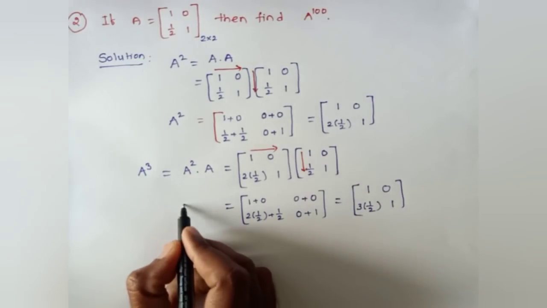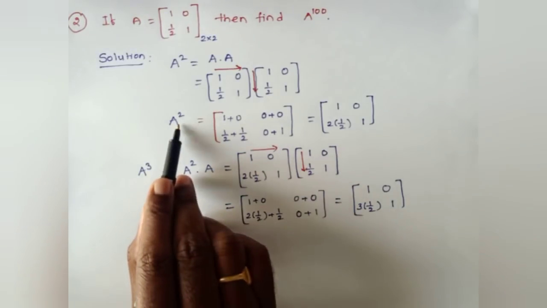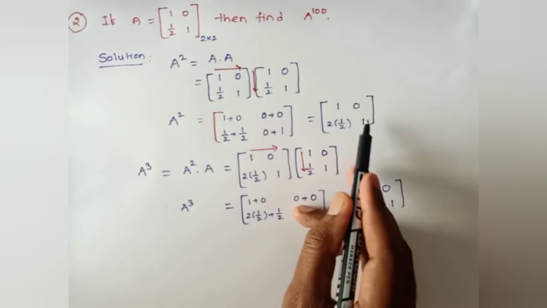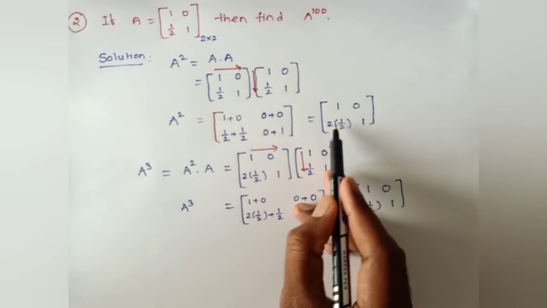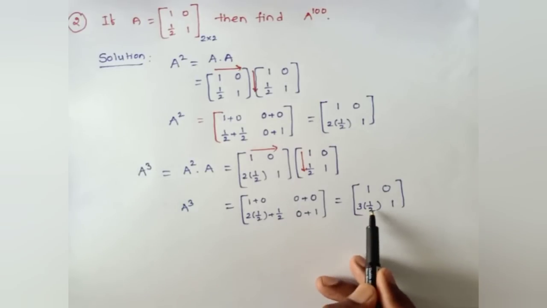So this is the value of a cube value. Okay, and similarly you can evaluate. So by continuing in this way, we get a power 100. You can observe, if it is a square, then 1, 0, 1 are the common elements. Only this is 2 times 1 by 2, whereas in a cube, it is 3 times 1 by 2.